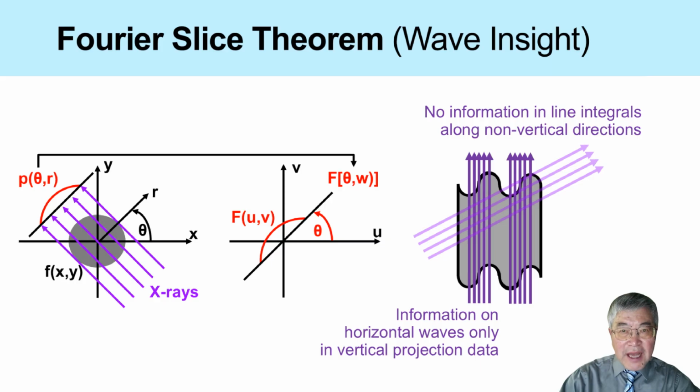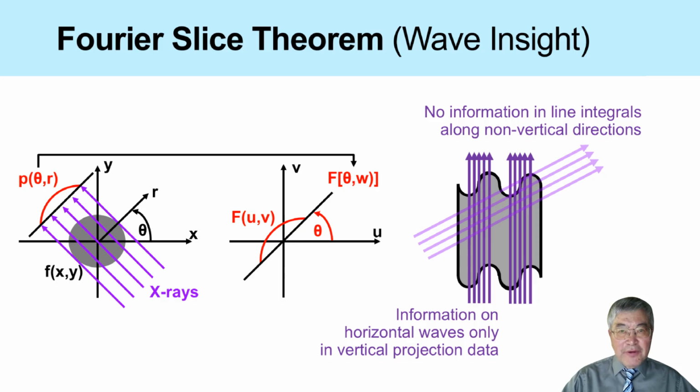This is the Fourier slice theorem. Every parallel beam projection gives us one radial line in the Fourier domain. If we change theta from 0 to 180 degrees, these radial lines rotate through the Fourier space. With enough projection angles, we can cover the Fourier domain sufficiently. Then, by applying the inverse Fourier transform, we can reconstruct the image. This theorem gives us a very powerful wave-based interpretation of CT reconstruction.